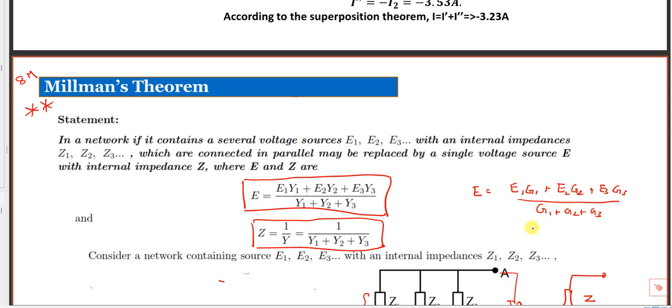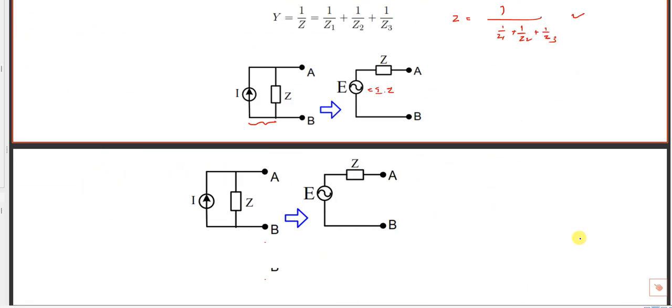G is conductance, okay, E1, G1, E2, G2, E3, G3. So G means 1 by R1, so the reciprocal of resistance is conductance. E1 by R1, E2 by R2, E3 by R3, and G1 means 1 by R1, G2 means 1 by R2, G3 means 1 by R3. So the same we are writing here.